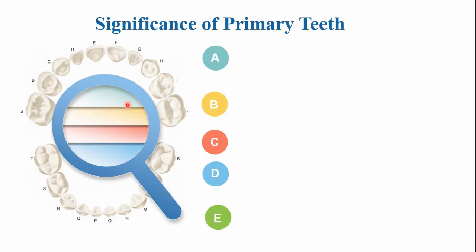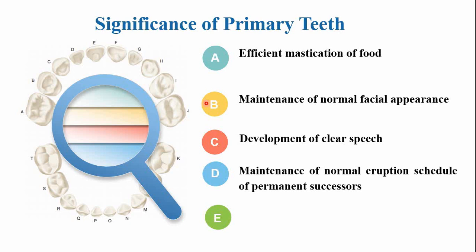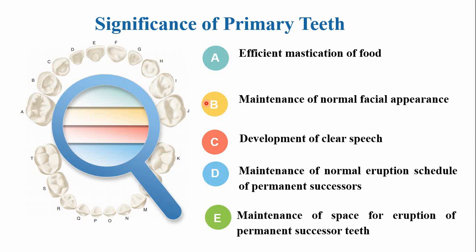What's the significance of primary teeth? Primary teeth are important for efficient mastication of food. Also, they maintain normal facial appearance, help in the development of clear speech for the child, maintenance of normal eruption schedule for permanent successors, and finally maintenance of space for eruption of permanent successor teeth.